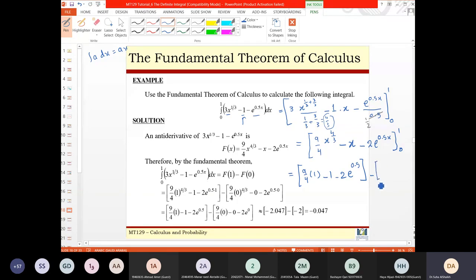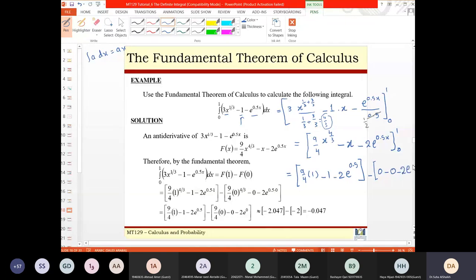Minus, we substitute with a 0 now. If I substitute with 0, this will be 0 minus 0 minus 2, and this will be exponential to the power 0 صح كده? I end up with a 9 4 minus 1 minus 2 exponential half, and هنا راح يكون عندي minus 2, it will be plus 2. Do the calculation, find everything, you will get everything here equal to 0.04 and 7.